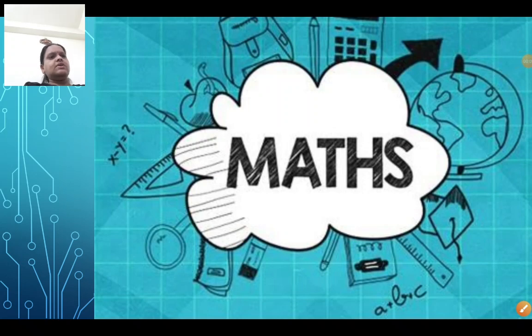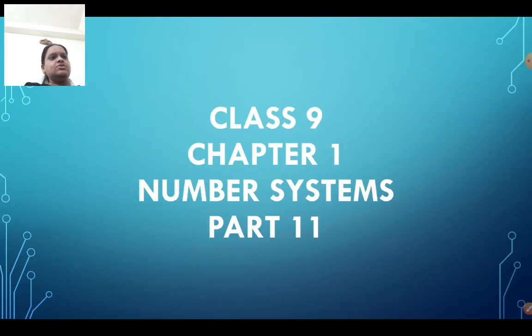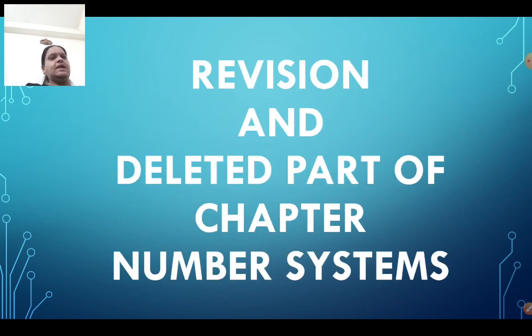Children, let us continue with our number system chapter. You will think that last period I completed it with the last exercise. Then what is new now? Yes, we will see a few parts which are deleted from our chapter by CBSE, as well as revise this chapter once again. Do you remember the chapter? Yes, we have continued with chapter number 1, the number system, with part 11.